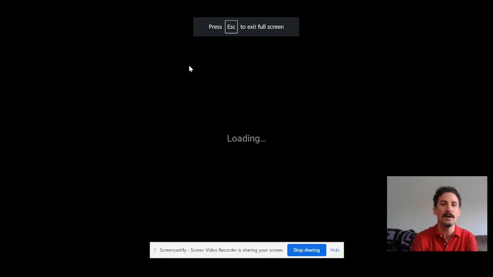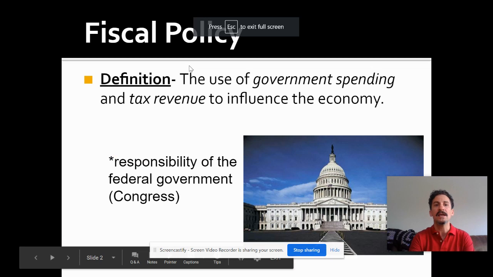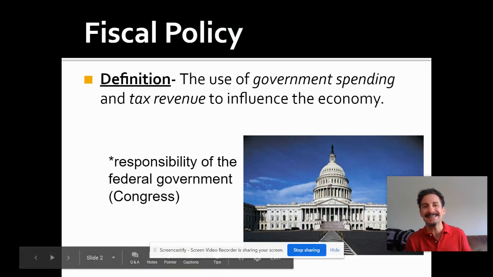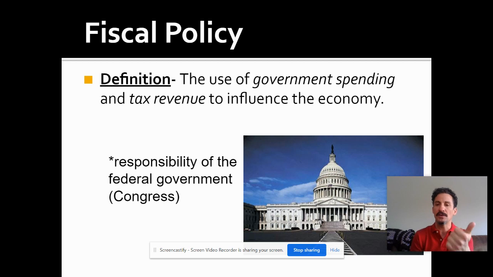So what is fiscal policy? First and foremost, it is the use of government spending and tax revenue to influence the economy. The federal government, the Congress of the United States, can do two things. One, it can spend money on programs to help stimulate the economy, help people buy houses more easily, help people get out of poverty, and provide payments to poor people who need the money, like unemployment benefits. It spends money on the military as well. Government is constantly spending money.